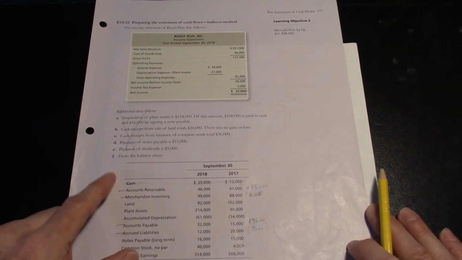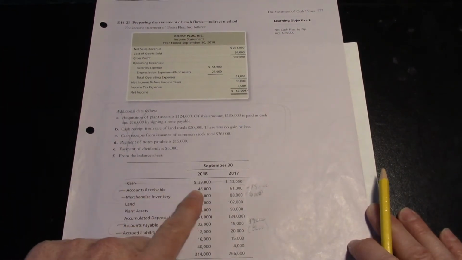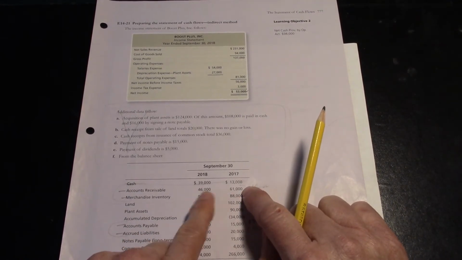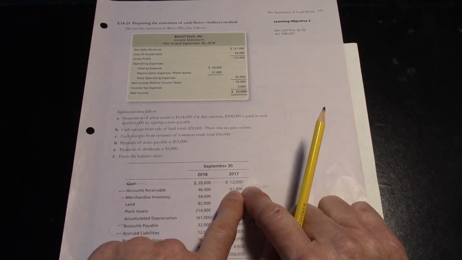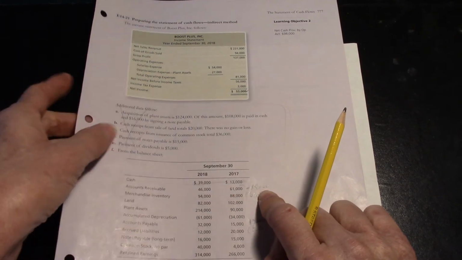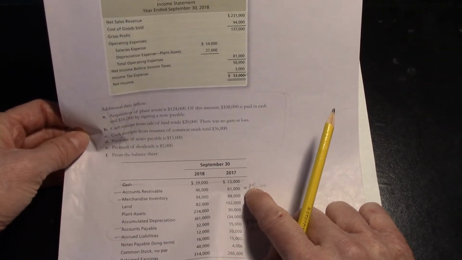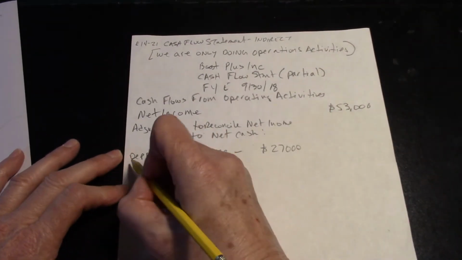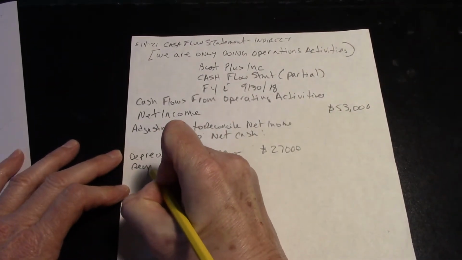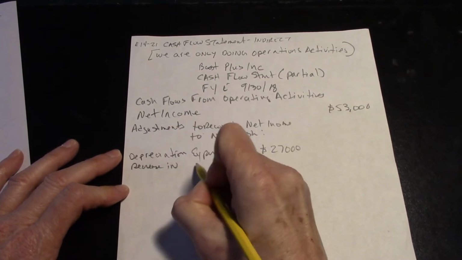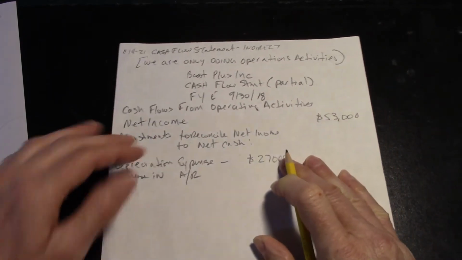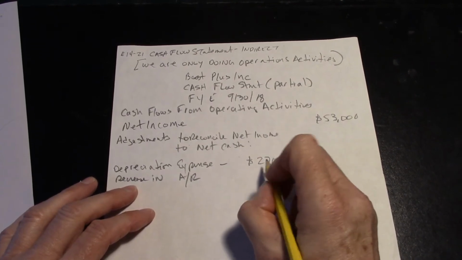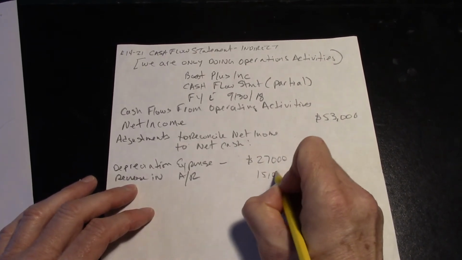But starting with current assets, we have accounts receivable, and this is 2017, this is 2018. So they decreased, right? Accounts receivable decreased by $15,000. So that's a decrease in accounts receivable, and because they decreased, we add them back in. So that's 15,000 we're going to add back in.